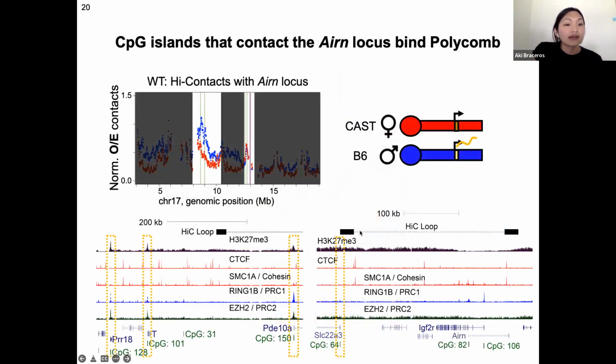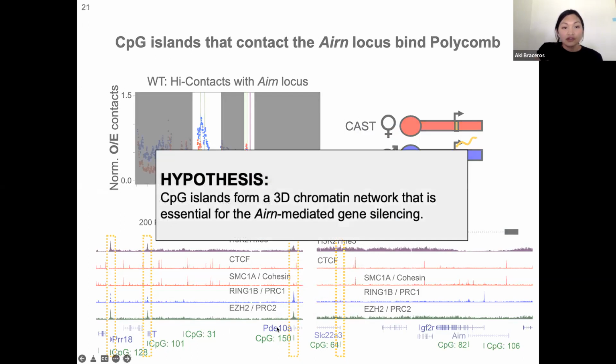So now if we look at the CpG islands that strongly contact the Airn locus, we see that one, they also overlap the promoters of target genes, specifically by Airn, and they too also bind polycomb as well. So that led us to this hypothesis that CpG islands form a 3D chromatin network with the Airn locus, presumably through polycomb, that is essential for Airn-mediated silencing.